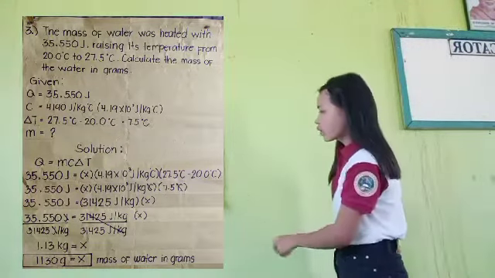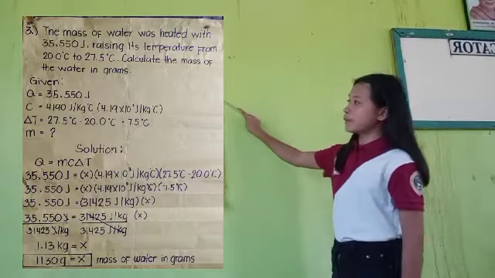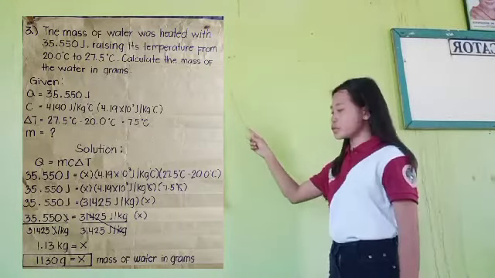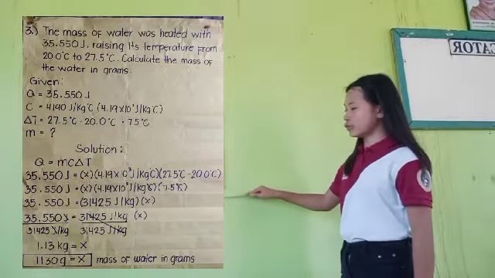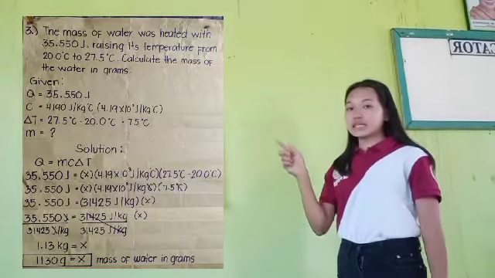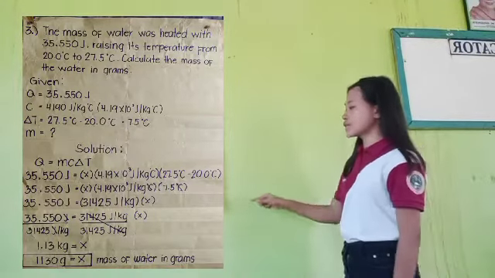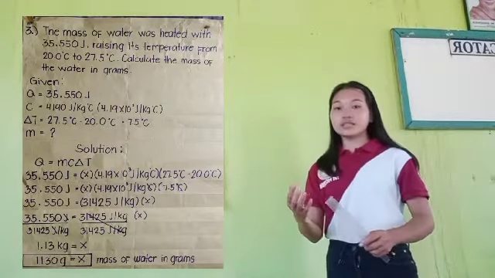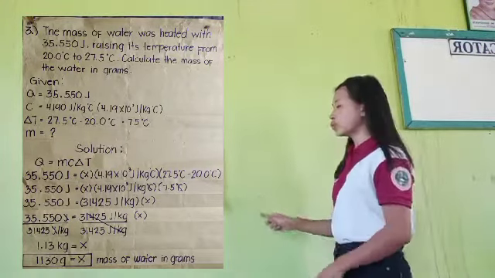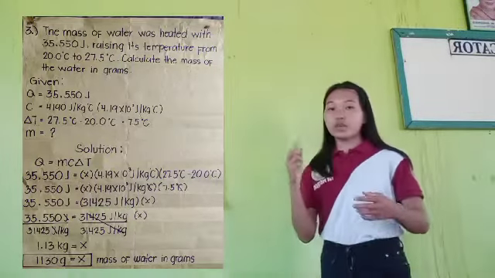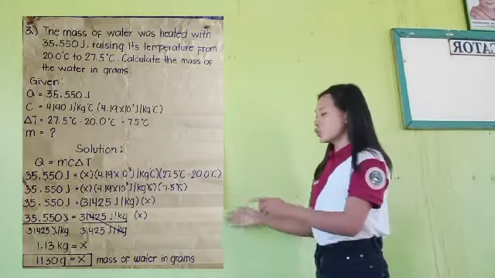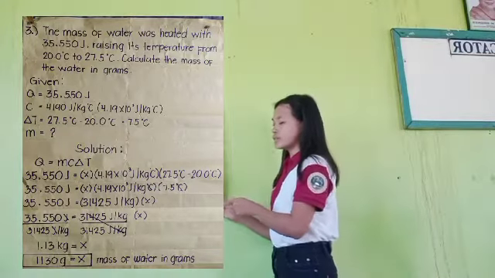So X in the problem is the mass of the water in grams. Since 1.13 is in kilograms, let us convert it to grams. So 1.13 kilograms is equivalent to 1,130 grams. So 1,130 grams is the mass of the water.